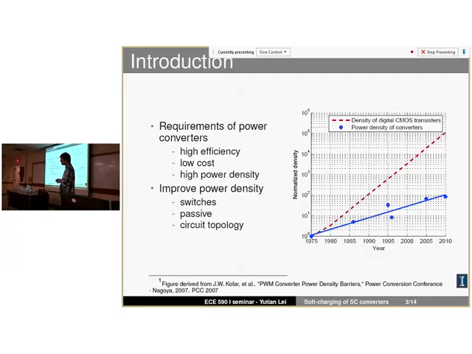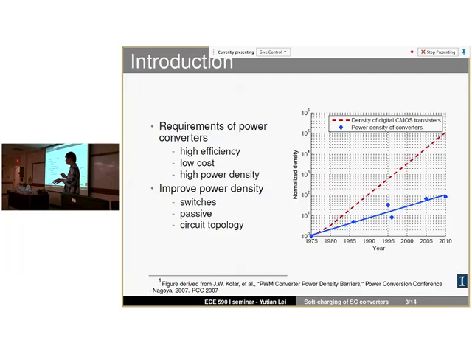To start, DC-DC power converters process power from one DC voltage source to another. There are a few desirable traits of a power converter. I've listed 3 of them here: high efficiency, high power density, and low cost. If we look at the power density of power converters over the past 35 years, plotted as the blue line here, we spot a trend: the power density of power converters doubles about every 10 years.